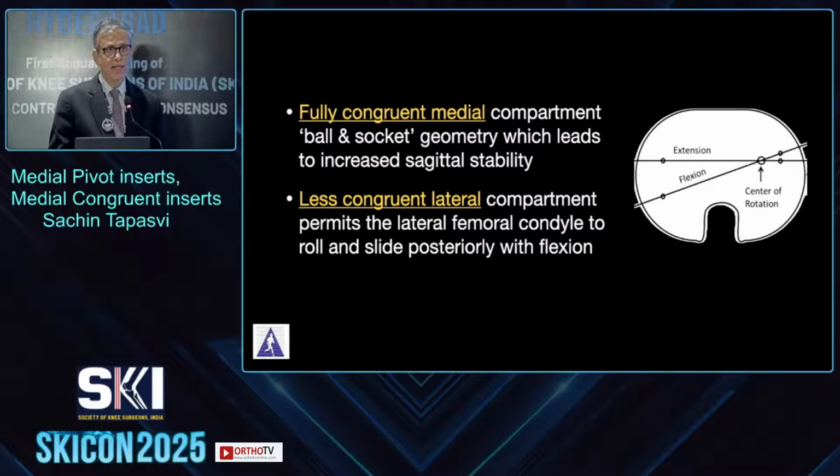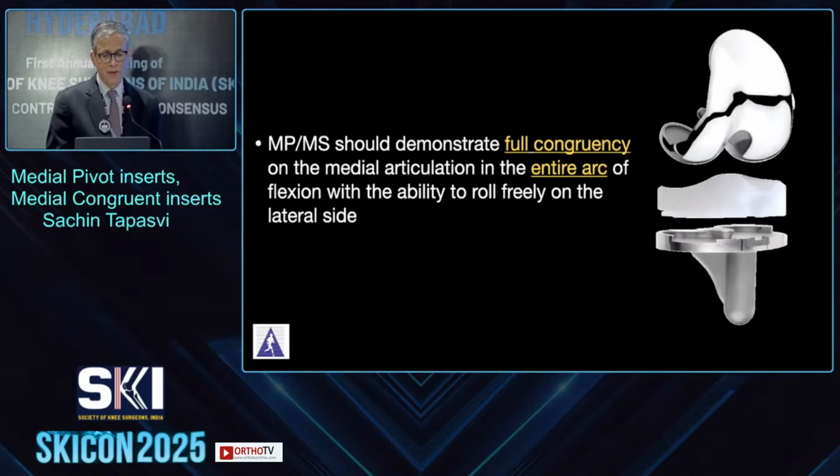So the medial side is fixed, the dwell point is fixed on the medial side, and on the lateral side, because of the asymmetric poly, you will have sliding and rolling posteriorly with flexion. What is also important is that your medial pivot or medial stabilized knee should always demonstrate full congruency on the medial aspect during the entire arc of flexion, right from full extension to well beyond 110, 120 degrees of flexion, with the ability to roll freely on the lateral side.